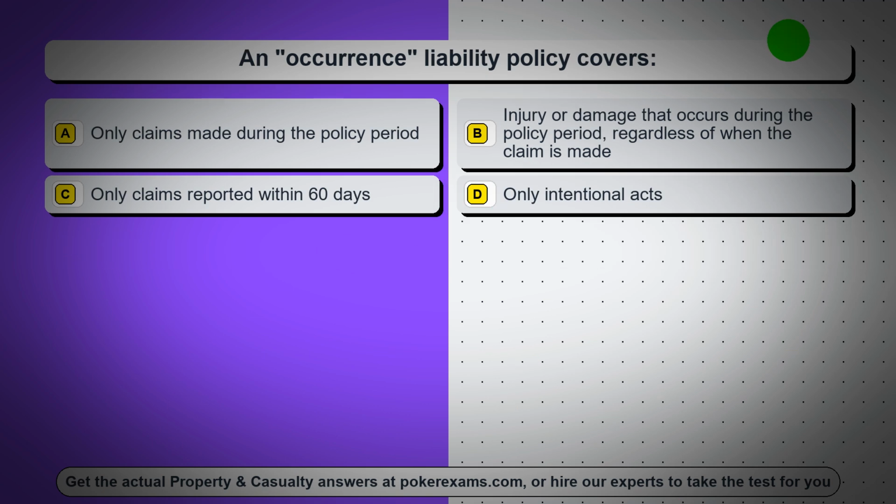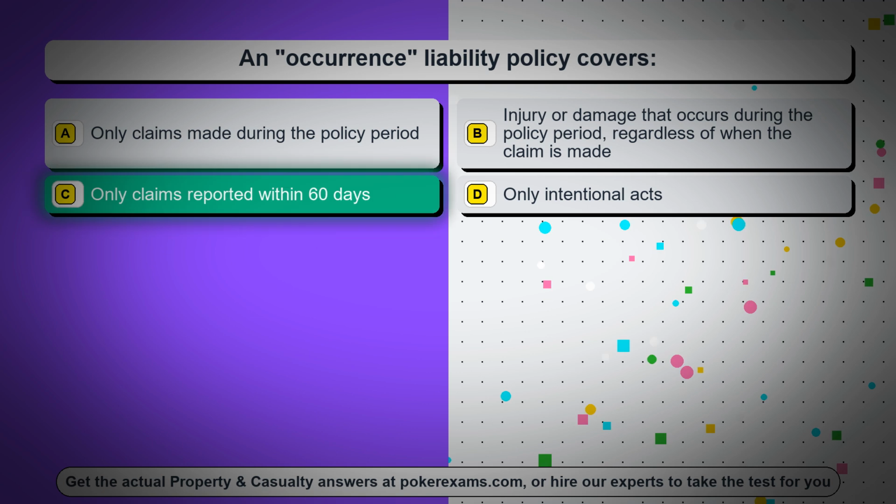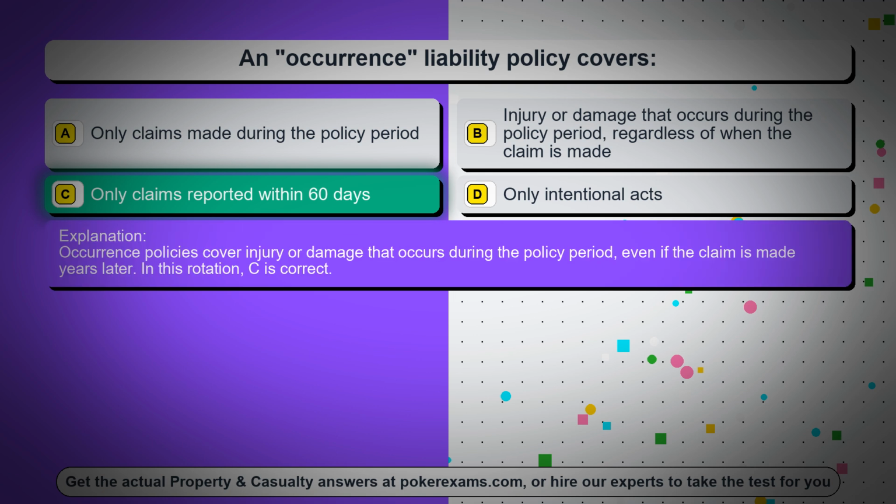Question 25. An occurrence liability policy covers. Option A, only claims made during the policy period. Option B, injury or damage that occurs during the policy period, regardless of when the claim is made. Option C, only claims reported within 60 days. Option D, only intentional acts. The correct answer is option C, only claims reported within 60 days. Occurrence policies cover injury or damage that occurs during the policy period, even if the claim is made years later. In this rotation, C is correct.